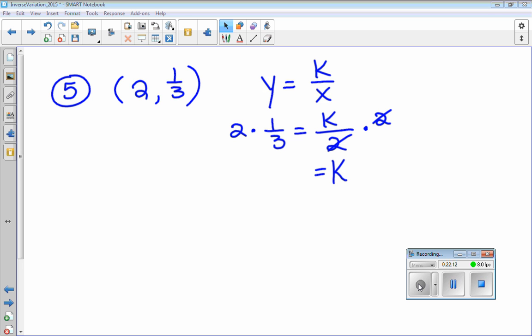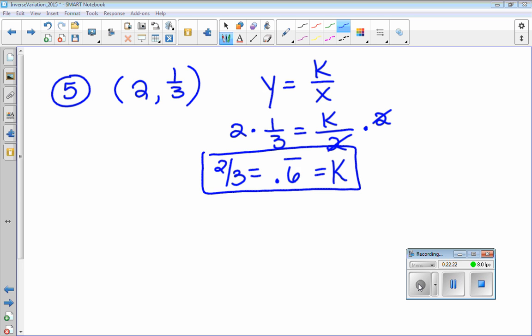0.6 repeating is the same thing as 2/3. So k is equal to either 0.6 repeating or 2/3. I will be okay with either of those. That's the answer? That's the answer. You found the constant of variation. Not difficult. Okay? Again, you do not have enough room on here to show your work.